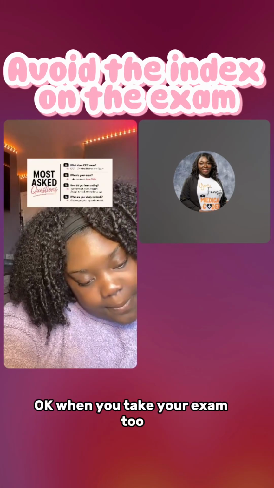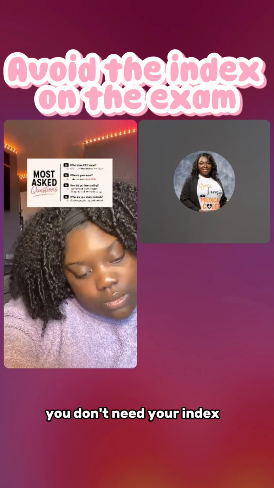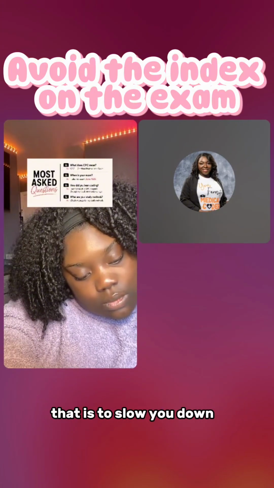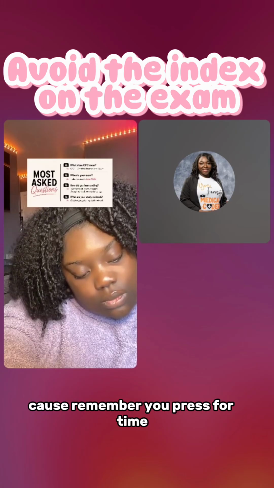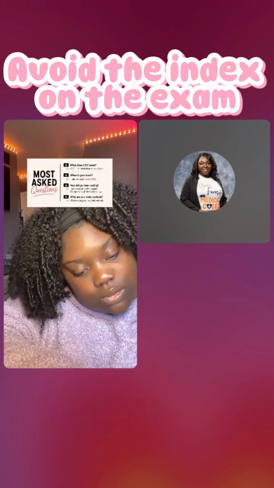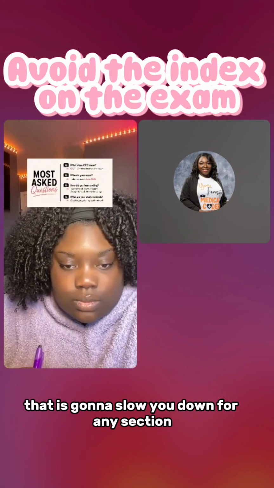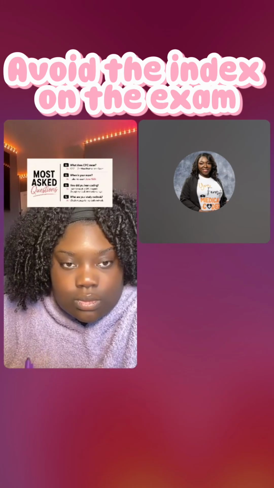When you take your exam too, don't touch any of your indexes. Don't touch them. Leave them alone. You don't need your index. That is to slow you down. Because remember, you're pressed for time. So just look at your codes. They give you the coding options. Just look at the codes. Don't touch the index. That is going to slow you down for any section.